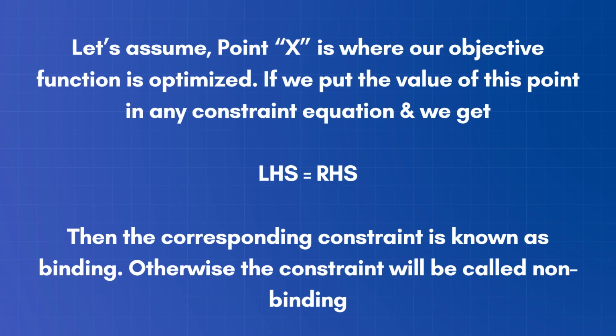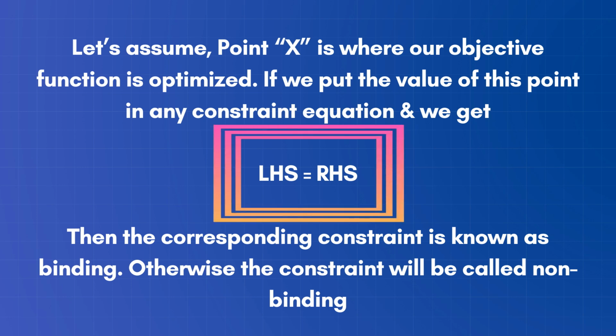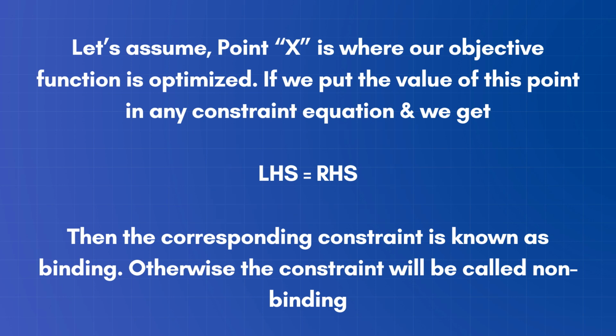Let's assume point x is where our objective function is optimized. If we put the value of this point in any constraint equation, we should get left hand side equivalent to right hand side. Then the corresponding constraint is known as binding. Otherwise, the constraint will be called non-binding.